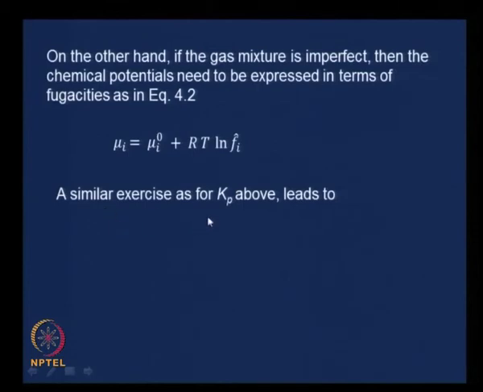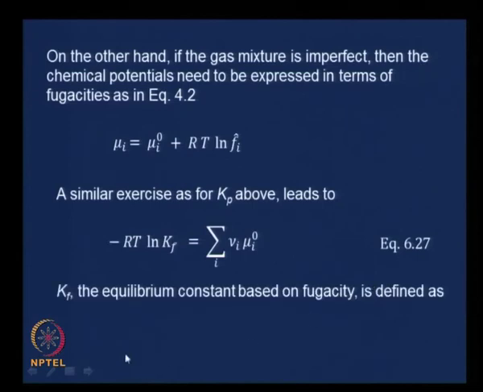So, if you do a similar exercise as for Kp, we should get minus RT ln Kf, where Kf is the equilibrium constant based on fugacities, equal to the sum over I of nu I mu I naught, where Kf is defined as the product over I of Fi hat raised to the power of nu I. That is our Kf. Let us call that equation 628.